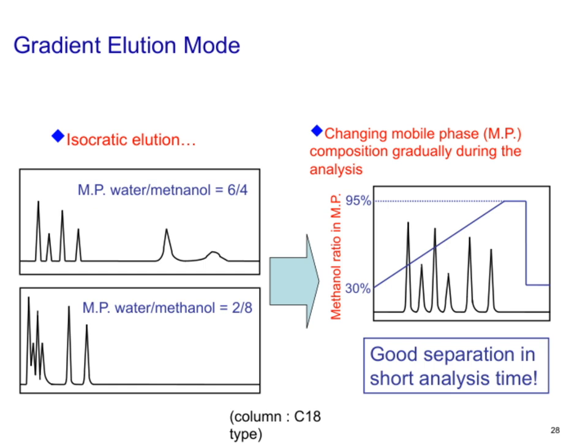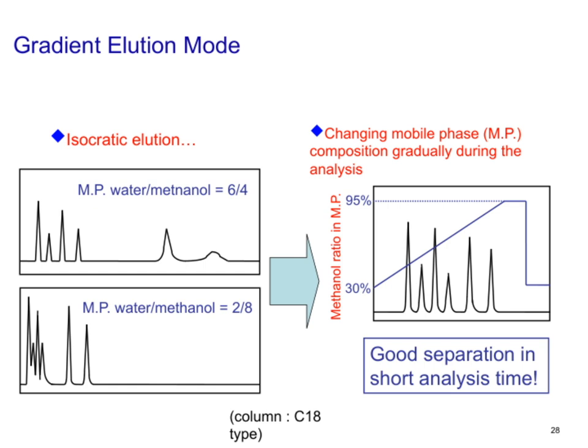This slide also highlights that we're using a C18 type column, which is common in many chromatography applications due to its versatility. Another important point here is the idea of gradually changing the mobile phase composition during the analysis. This is where gradient elution comes in. By gradually increasing or decreasing the solvent strength, we can improve separation of complex mixtures more efficiently.